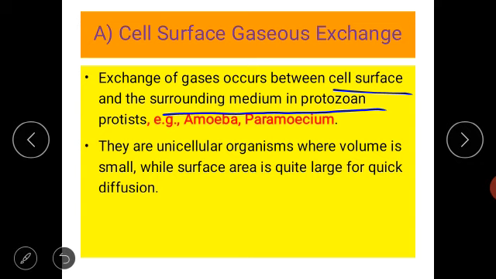So that is the case. They are unicellular organisms where volume is small while surface area is quite large for quick diffusion. Okay, unicellular organisms, volume is small while the surface area is quite large, so quick diffusion occurs and exchange of gases takes place very easily.